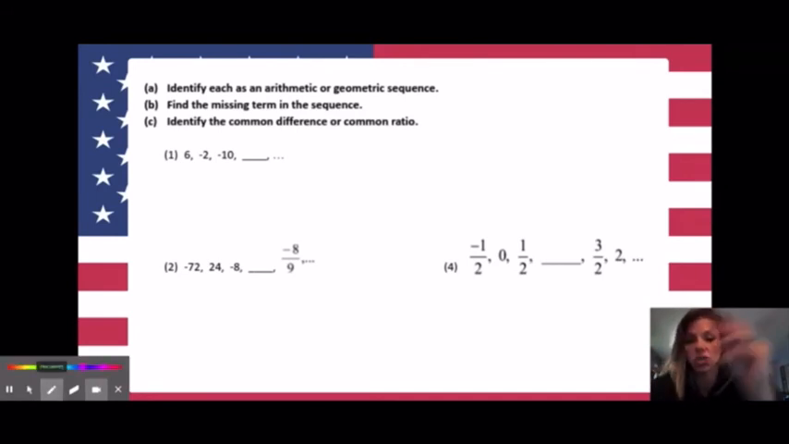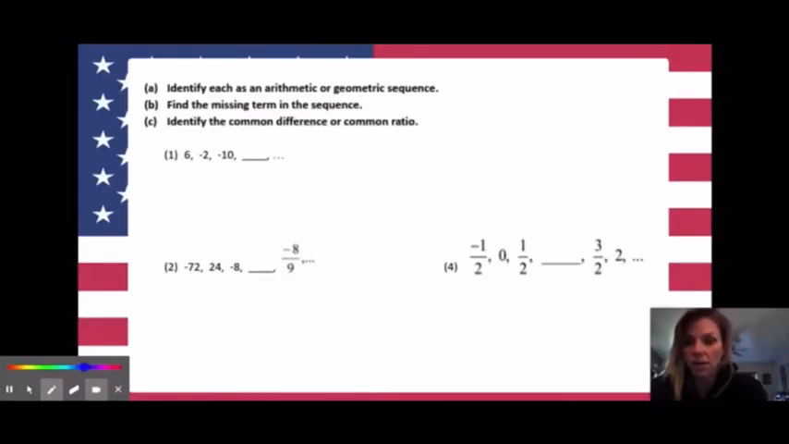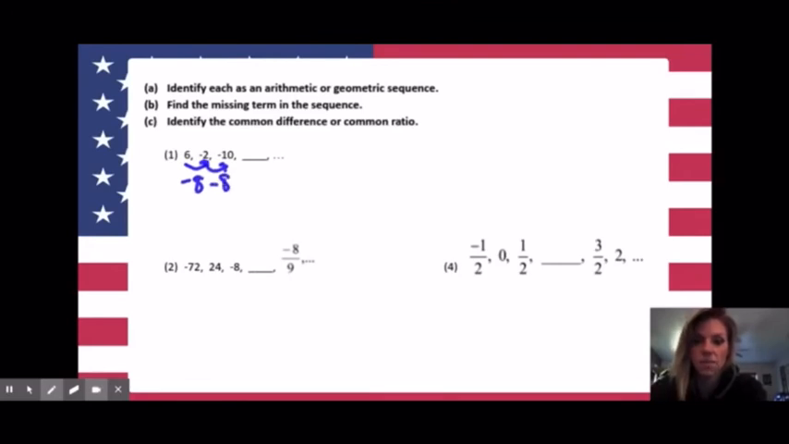I just always first check, is it arithmetic? So let's check our pattern. How could you get from a 6 to a negative 2? Well, you could subtract 8, and let's see if that pattern stays true. Is negative 2 minus 8 negative 10? It is. So subtraction means that this is arithmetic, so I'm going to put an A.